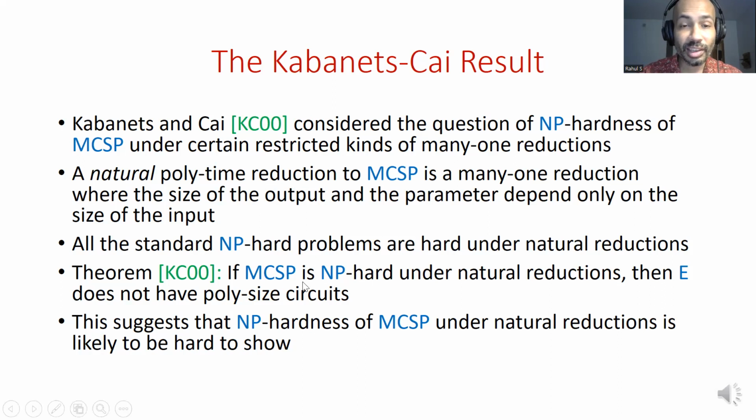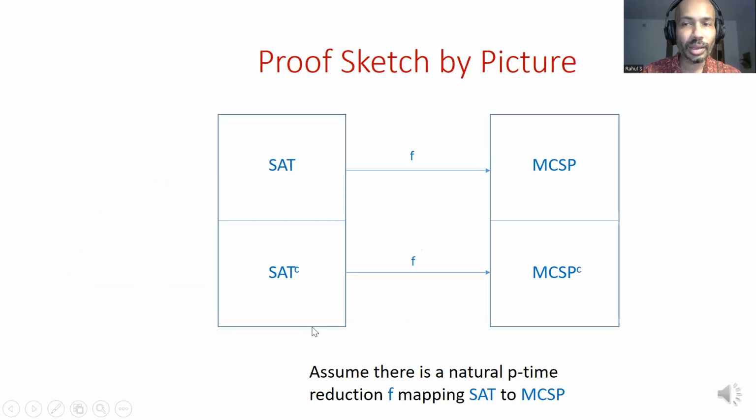It's something that we believe. So this theorem doesn't say anything about whether MCSP is likely to be NP-hard or not. It just says something about whether we're going to be able to prove that in the near future and given current techniques. So their results suggest that NP-hardness of MCSP under natural reductions is likely to be hard to show. And here's a proof sketch of how the result works.